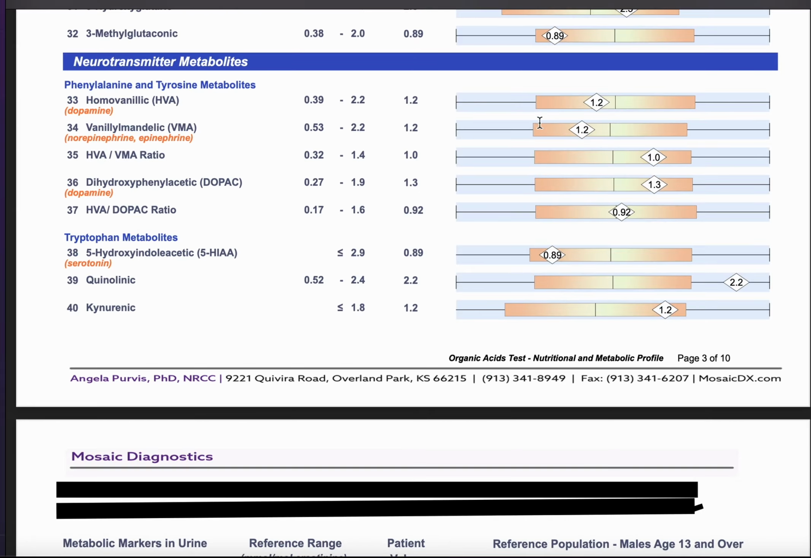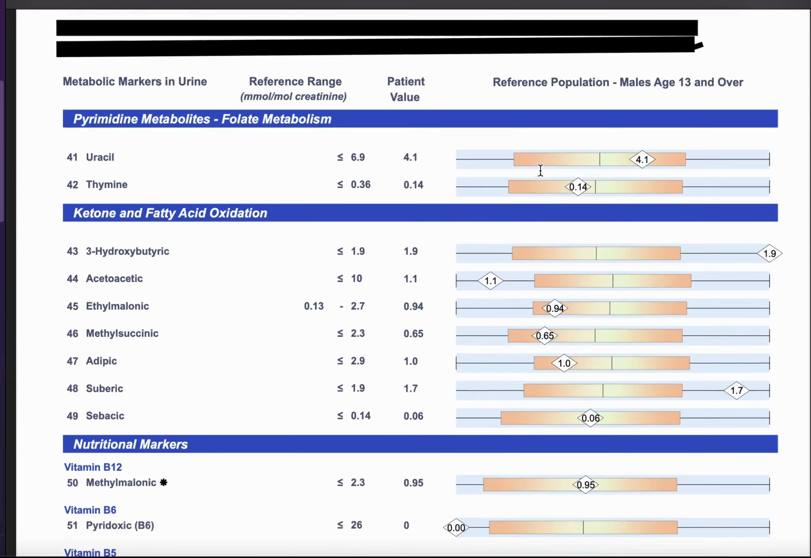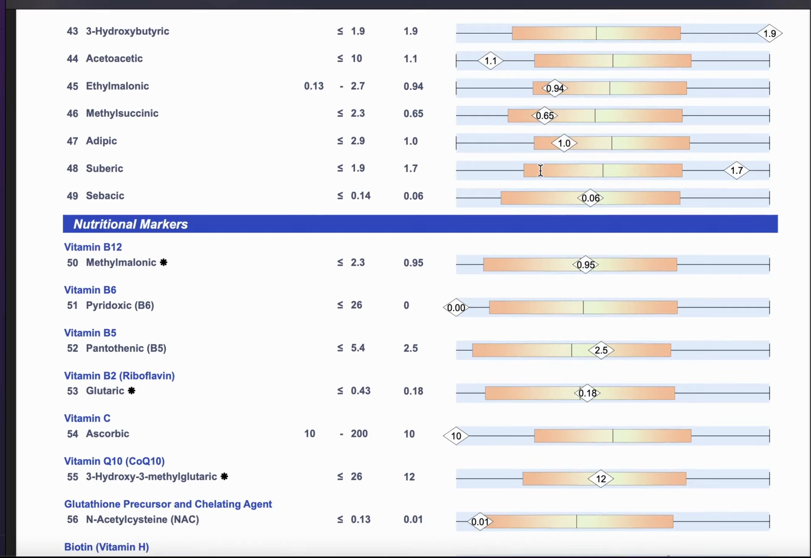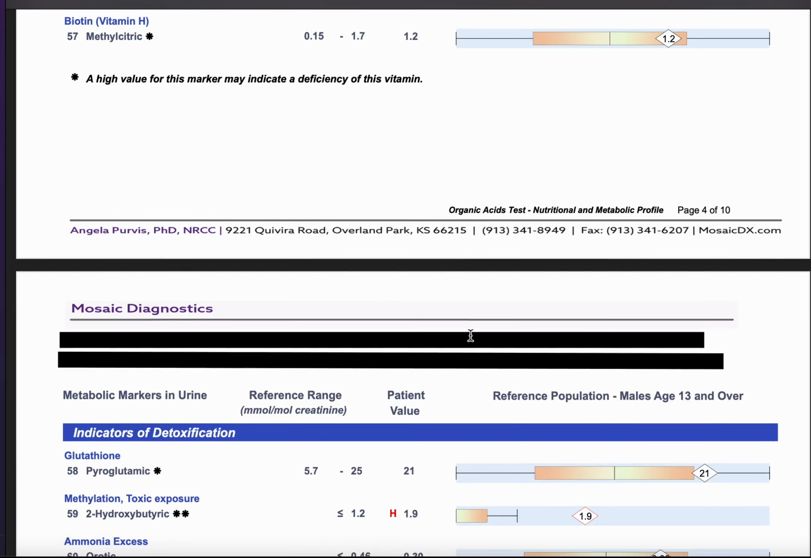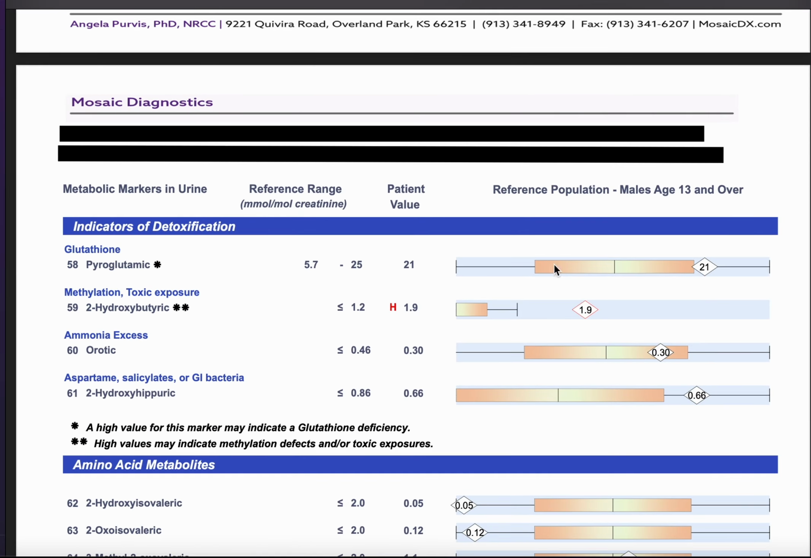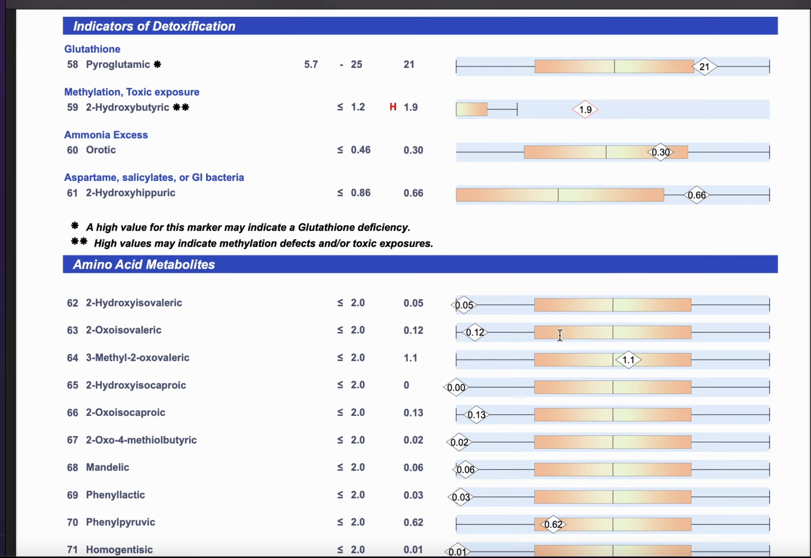Sometimes you'll see these neurotransmitters be off as well. But when we go down here, you'll typically start seeing markers 56, where N-acetylcysteine and vitamin C are low as well, because they help us detoxify mycotoxins. And then a lot of times you'll see this methylation or toxic exposure be elevated. So those are kind of my key indicators for mold toxicity.